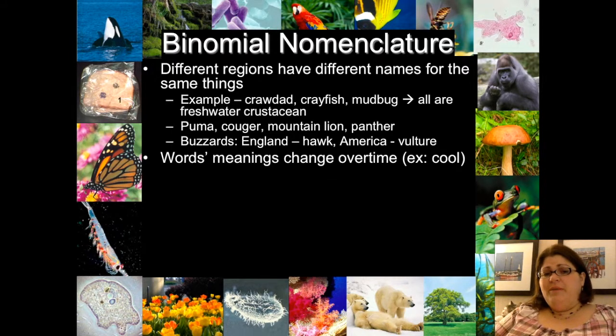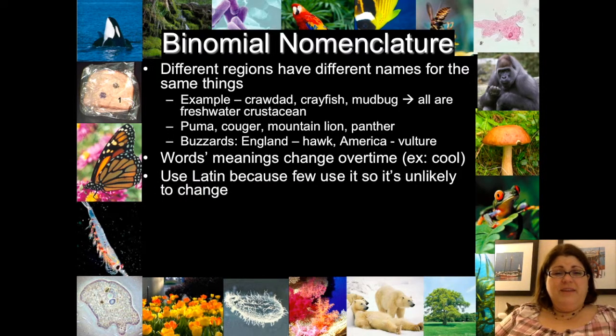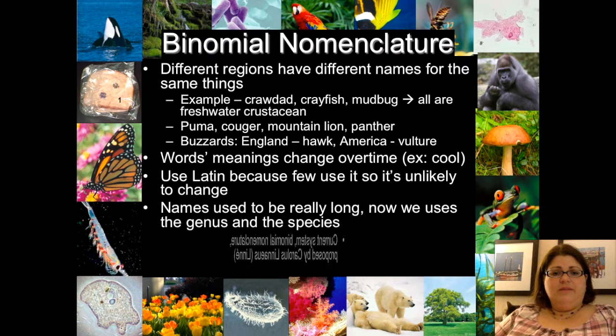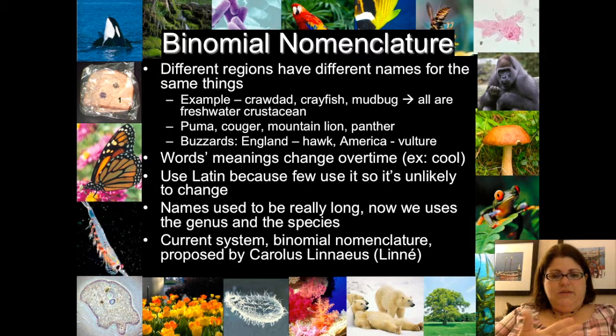Also, over time, word meanings tend to shift, less so with names of animals, but they tend to shift. So, cool now, of course, usually means, hey, neat, I like that. And cool can also mean, brr, it's cold out. We use Latin because it's unlikely to change since nobody speaks it on a regular basis. And in Linnaeus' time, when he made these, they used to be really, really long. And now we've narrowed it to just 2 names to describe a species. As I mentioned, Linnaeus was the one that came up with this. Carl von Linné, his original name, he actually changed his name to Carolus Linnaeus because he was really into this.